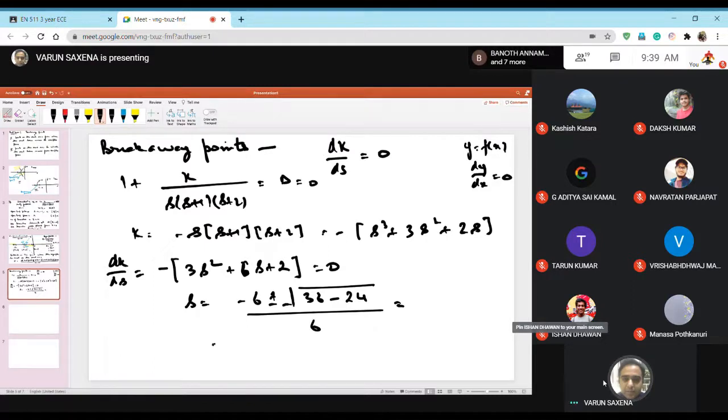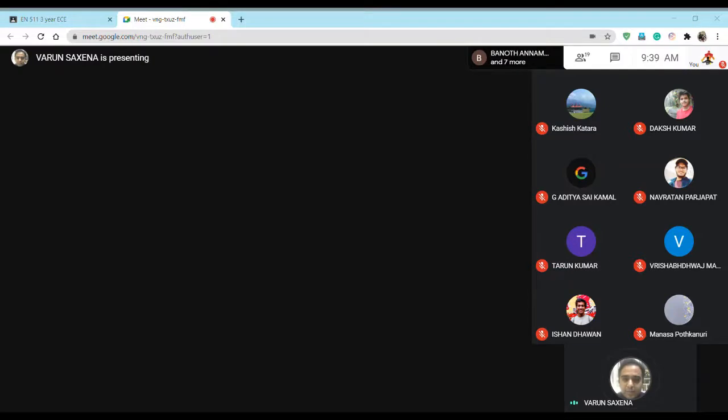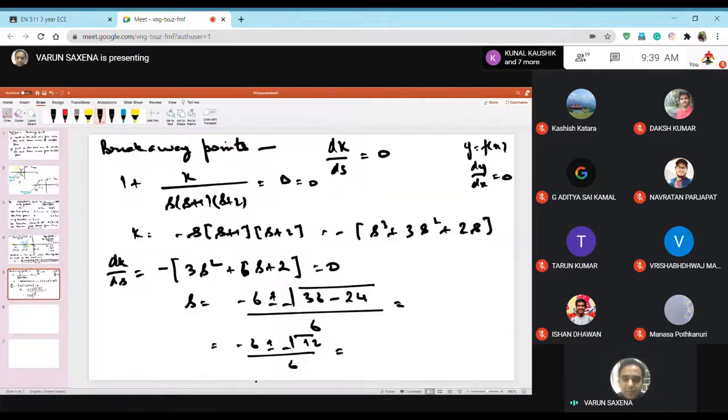So this is minus 6 plus minus root of 36 minus 24, that is root 12, divided by 6. What are these values? Take your calculator and tell me.